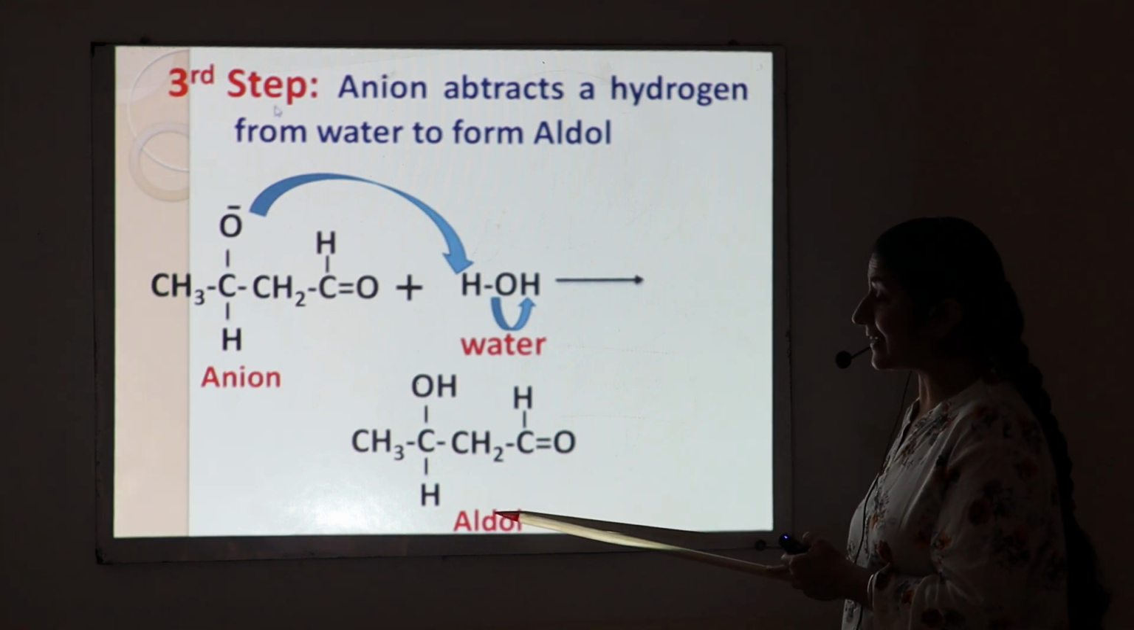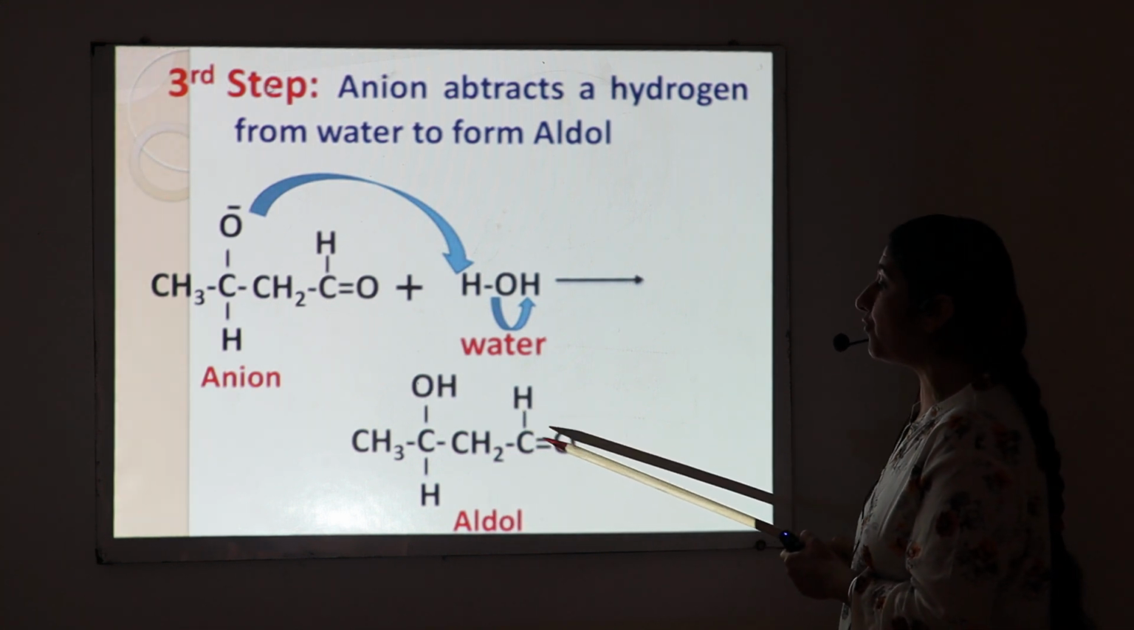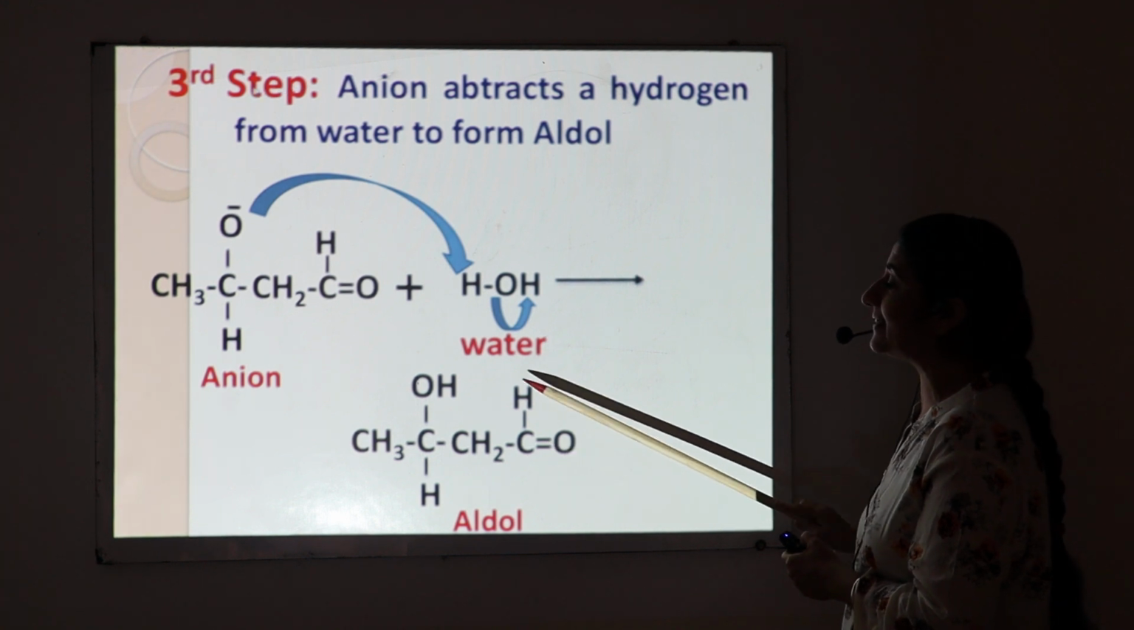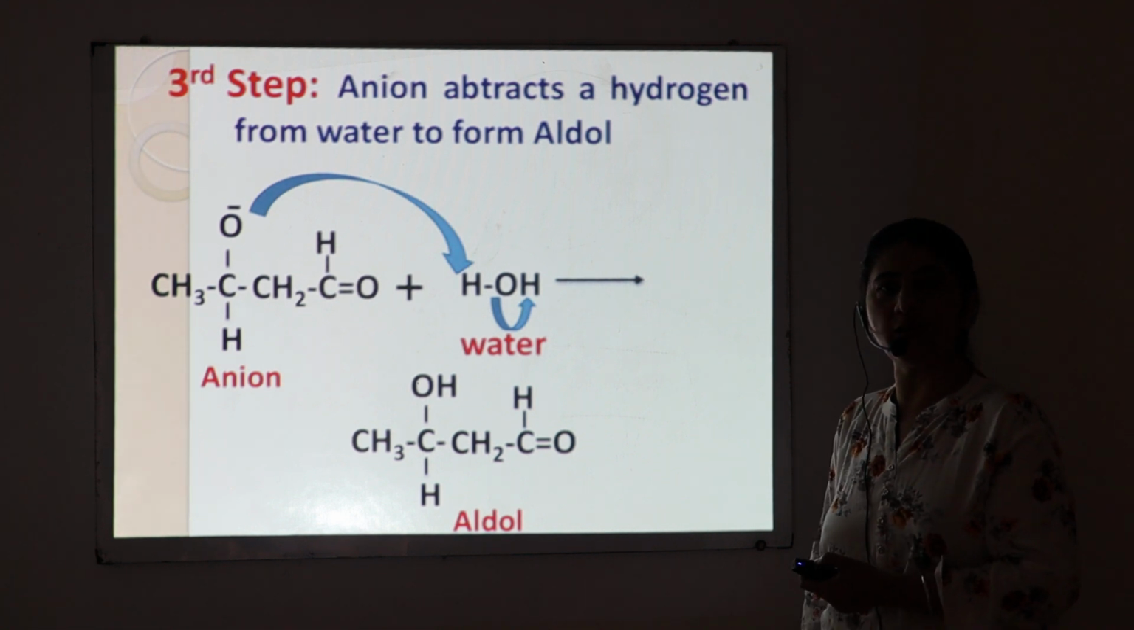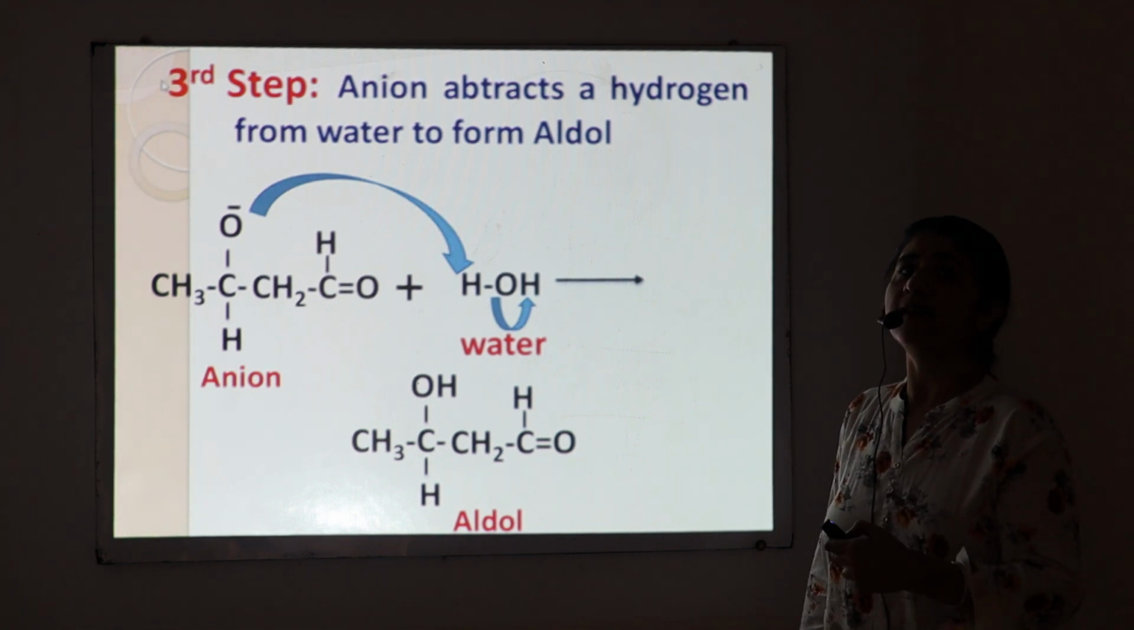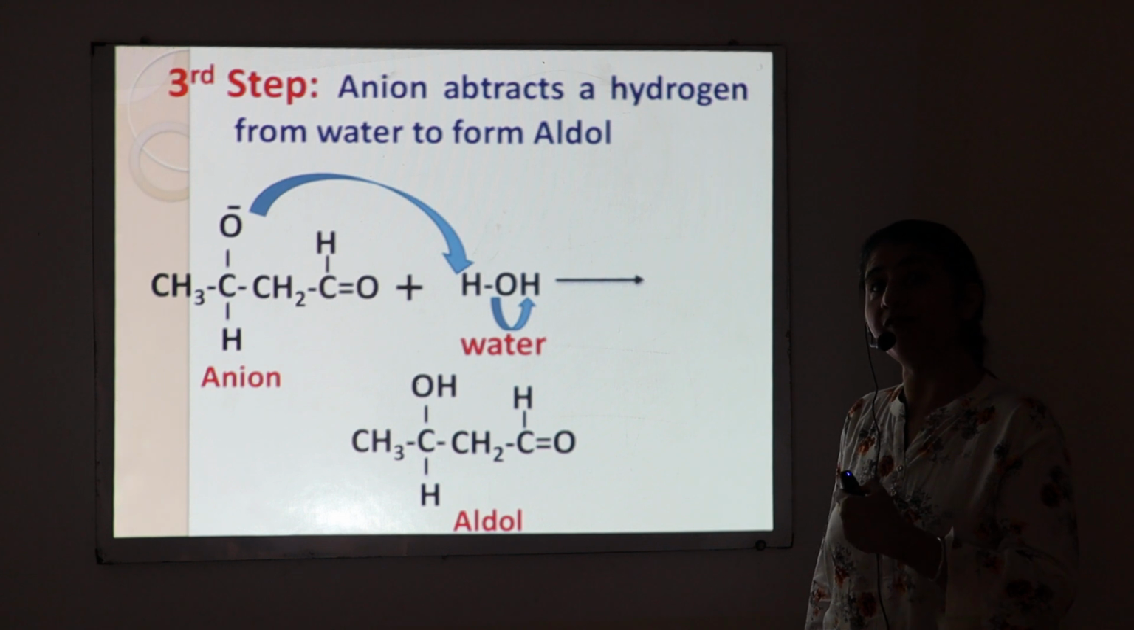So why do we call it aldol? Because it contains two functional groups. One is aldehyde and the second one is alcohol. So this is the mechanism of aldol condensation, meaning how aldol condensation takes place in various steps.